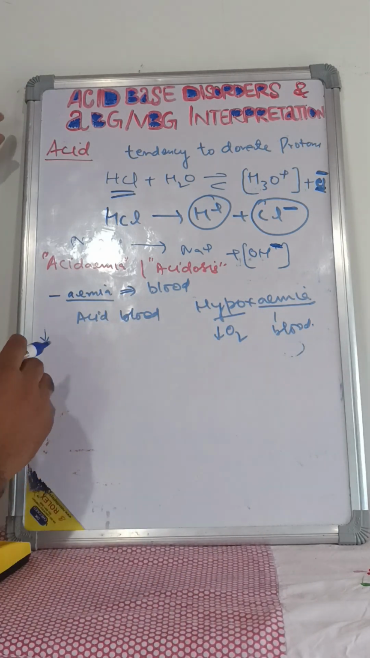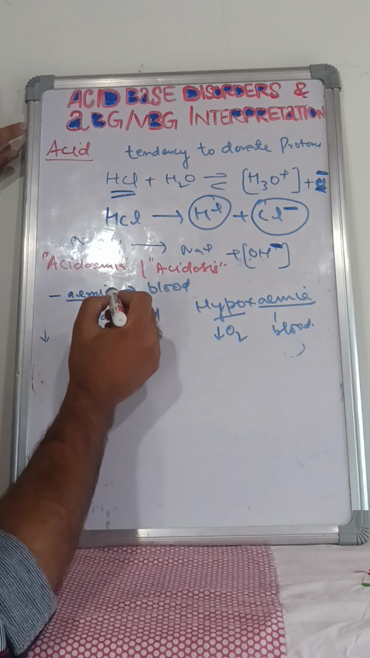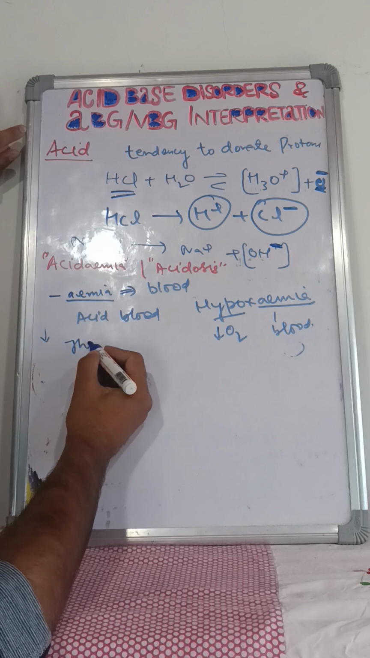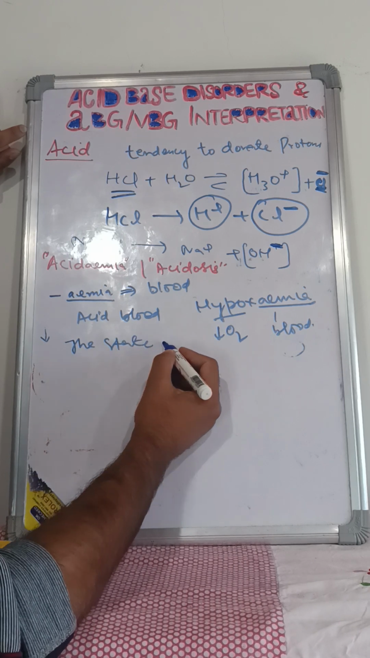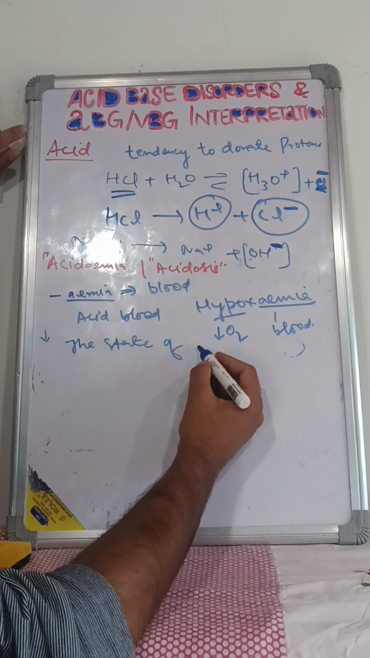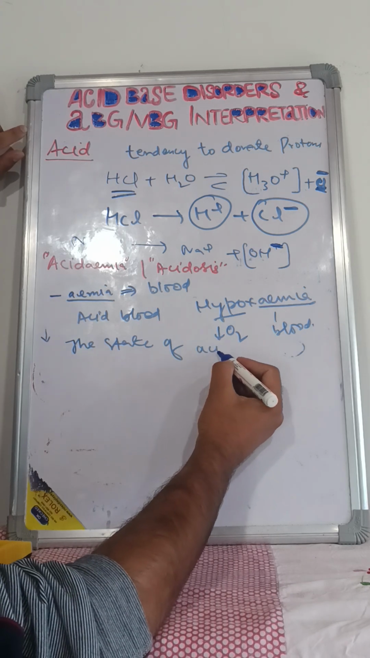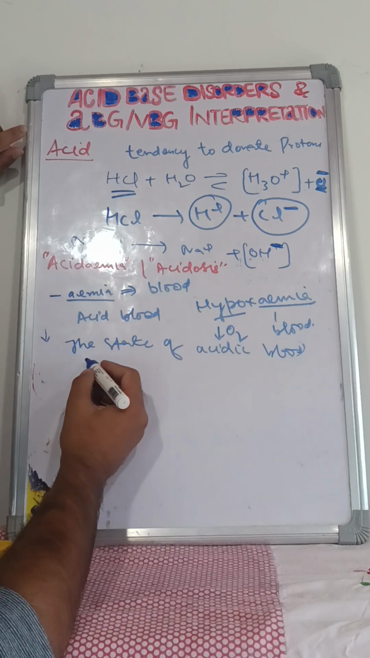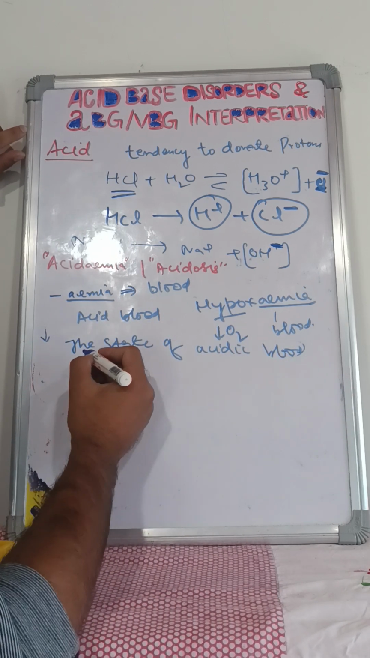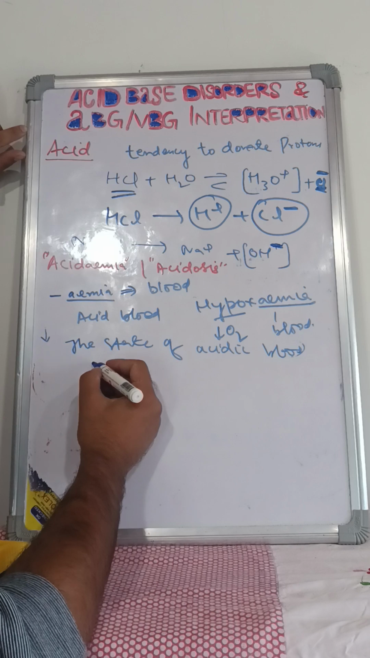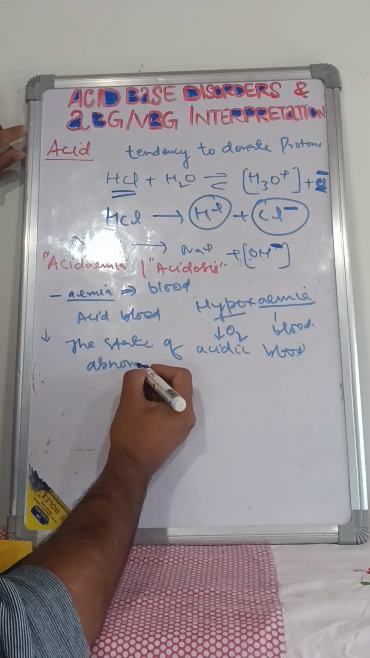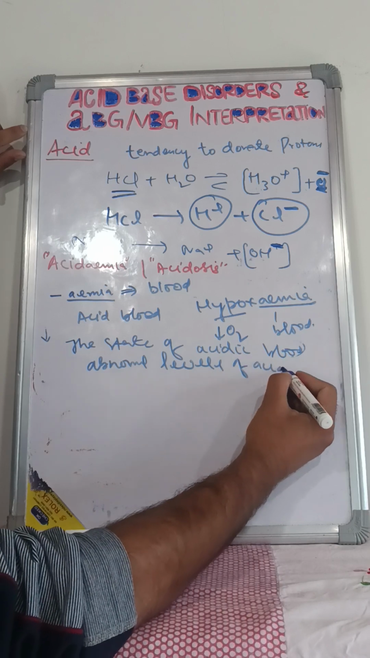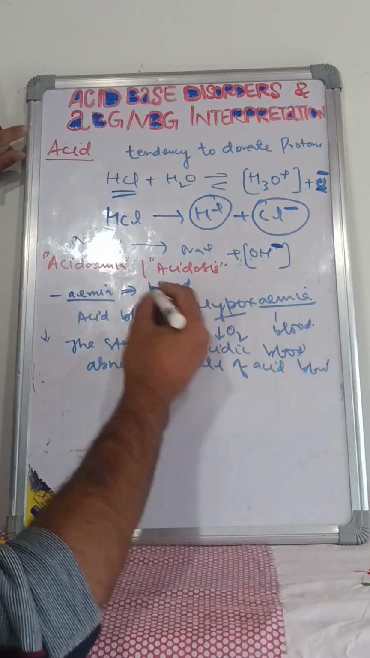So this is acidemia. What is acidemia? Acidemia is the state of acidic blood, or the state in which blood has abnormally high acid levels in it. Abnormal levels of acid in blood. This is acidemia.